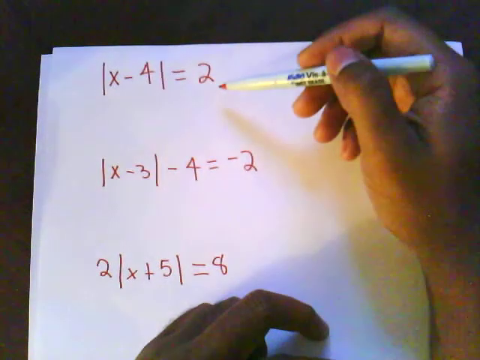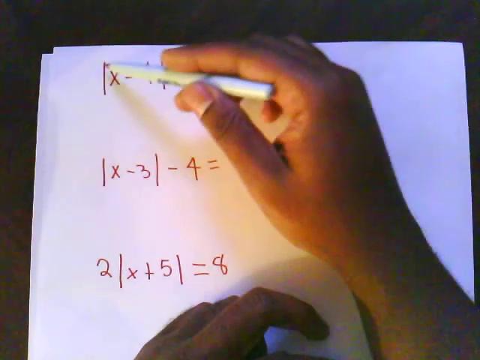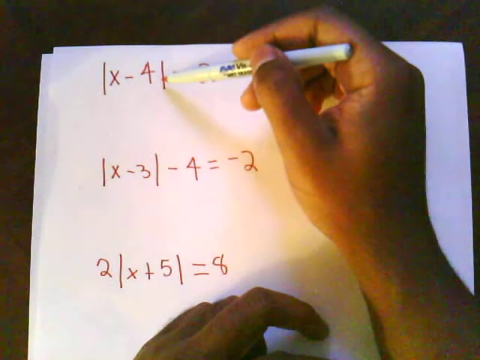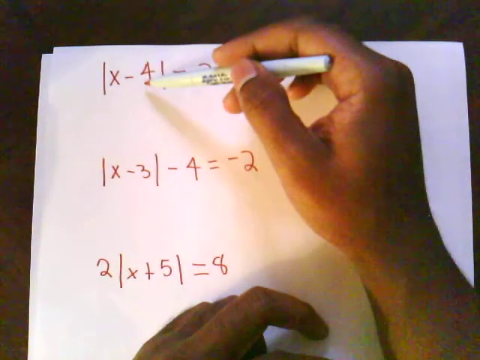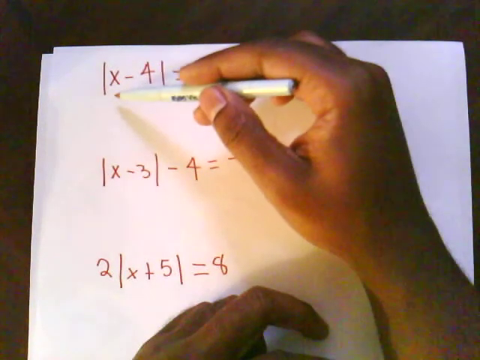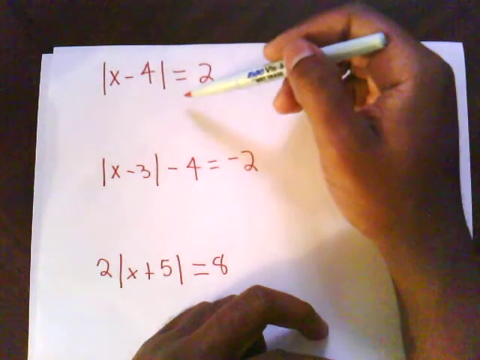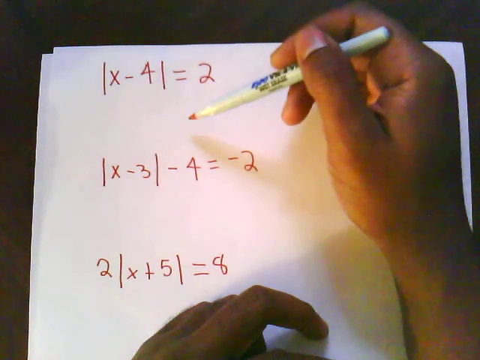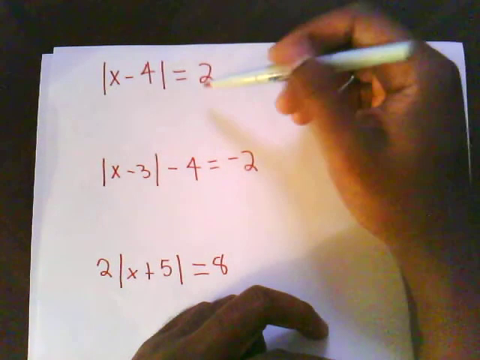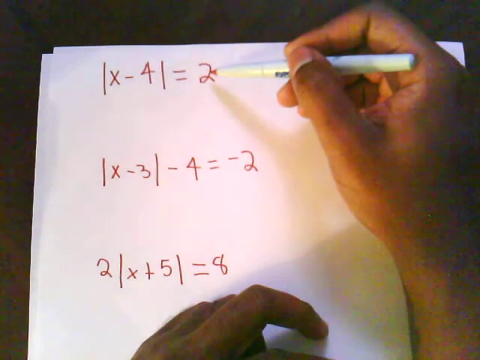Well, first you have to ask yourself, is there anything to isolate? And what I mean by that is, is there anything around the absolute value symbols other than what's inside the absolute value? As we look at this one, no. You only have the absolute value of x minus 4. You'll see some examples later where that'll make more sense because you will have to isolate. But since you don't have to isolate here, you look at what it equals. Well, it equals a positive number.